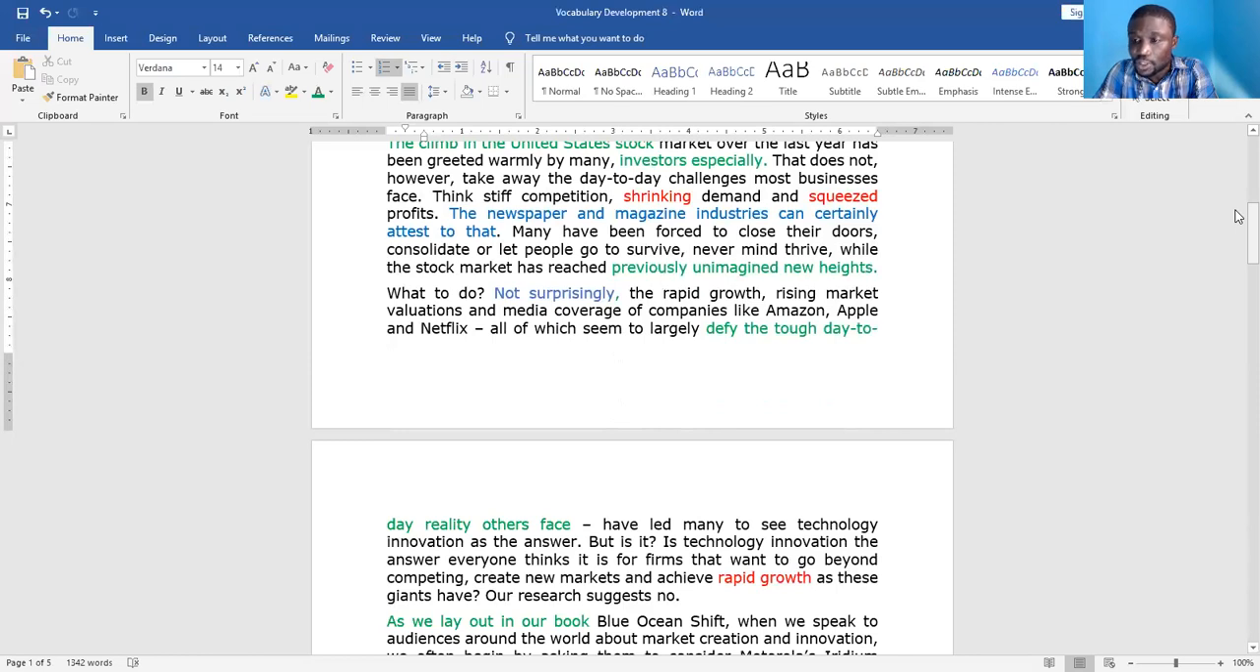Okay, I love this expression because this is what I call embellishment: unimagined new heights. Okay, what to do? Not surprisingly, you are introducing something that is not new, so you want to say, not surprisingly. This should be one of the solutions, because you feel people are aware of it, but yet you are introducing it. It's a way of embellishing your writing that shows that you have a good command of English.